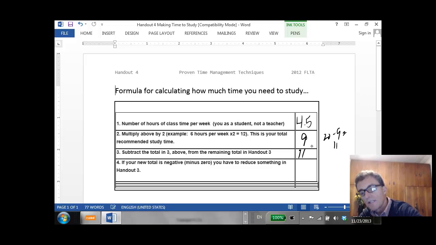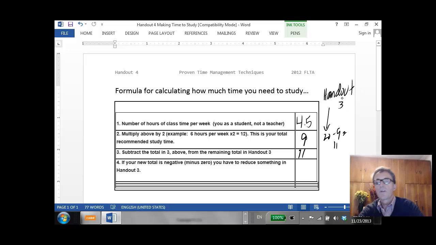So I put 11 here, and this I got, remember, from handout 3. That was my number after I subtracted the number of hours per week that I'm busy from 168. I got 20. So now I have 11. Now my number is not negative, so I'm okay. My number is still positive. I have 11 hours. Now if I were in the minus, then I would have to reduce something in handout 3. I would know that I do not have enough time to study.